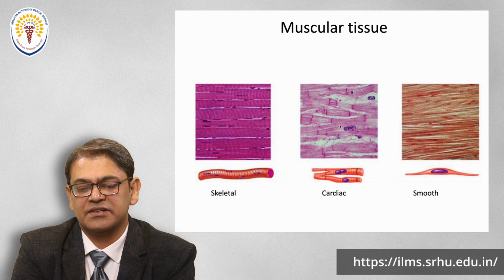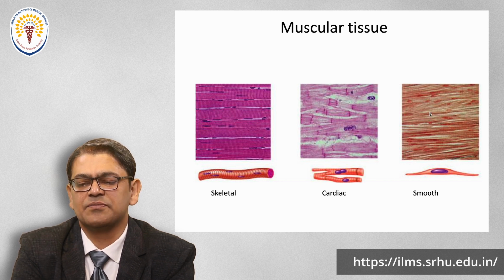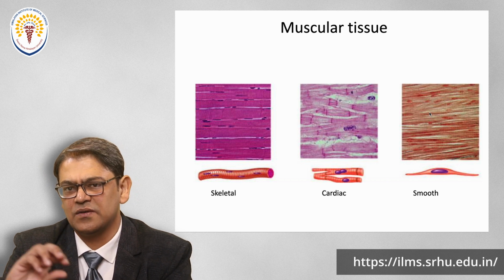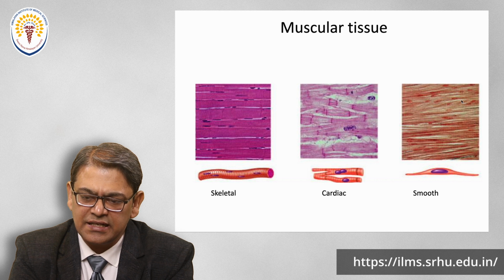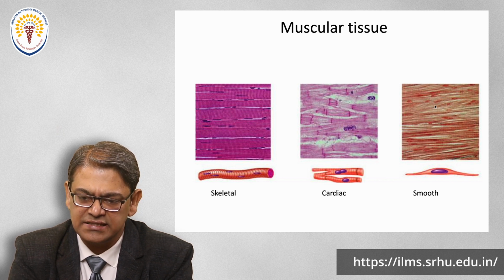Always remember: cylinder, cylinder with branching, and the spindle shape. This spindle, if you prepare it with a different technique, is clearly visible. Here in this slide, can you appreciate this area? Here we see one spindle cell almost clearly visible.